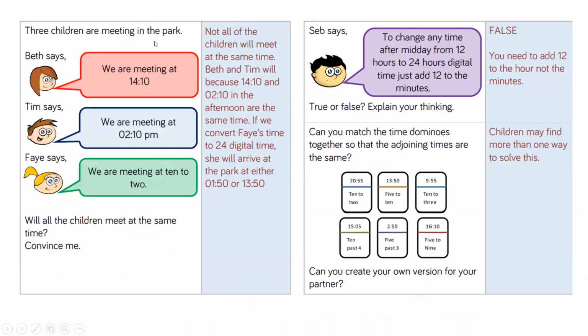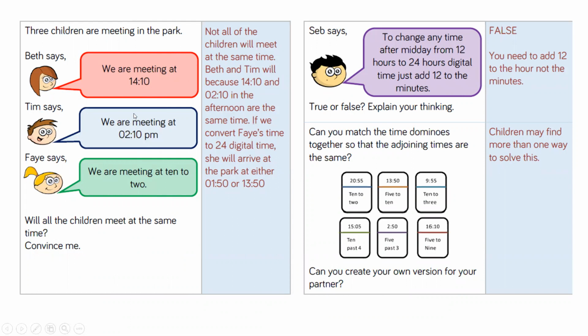3 children are meeting in the park. Beth says we are meeting at 14:10. Tim says we are meeting at 2:10 p.m. And Faye says we are meeting at 10 to 2. Will all the children meet at the same time? Right, let's have a look at these times, and we're going to convert them all to the same.